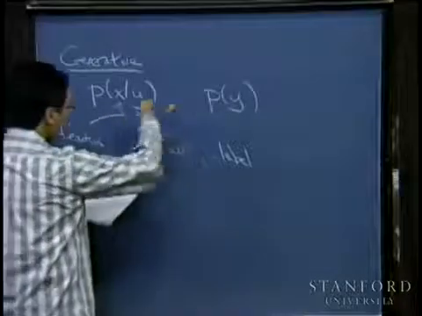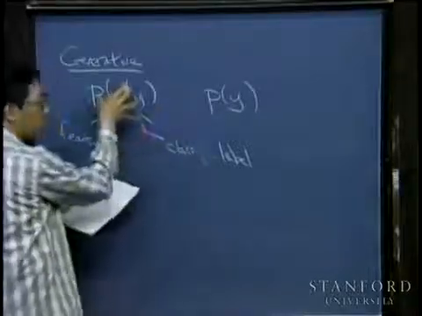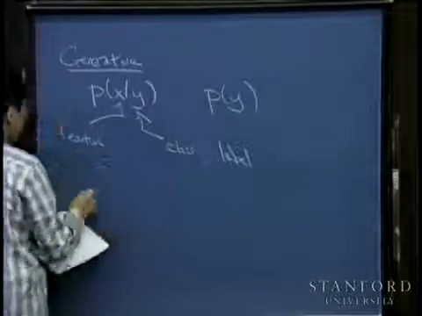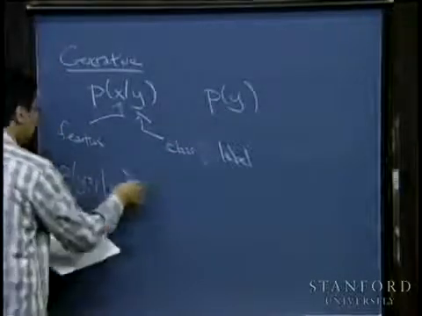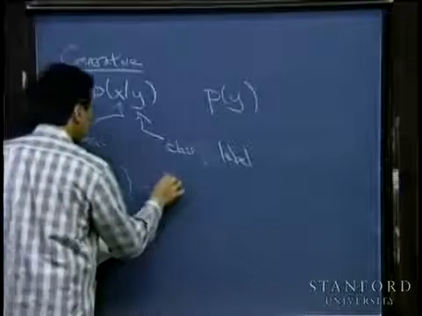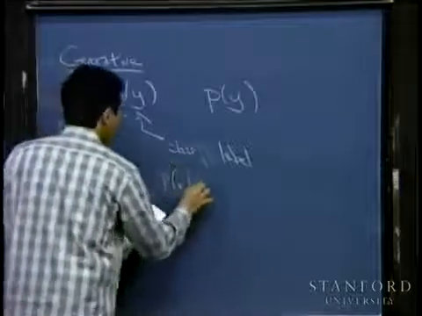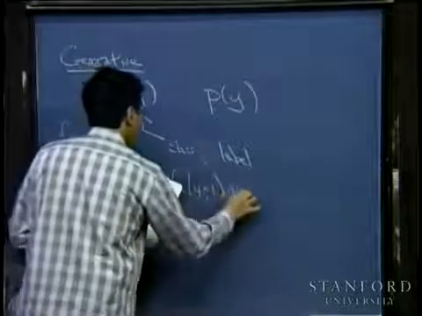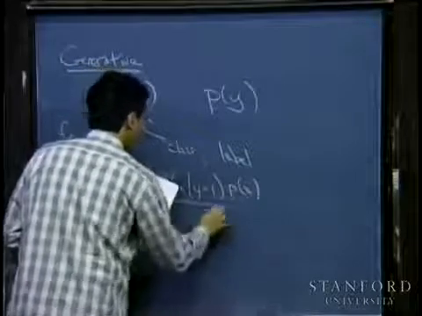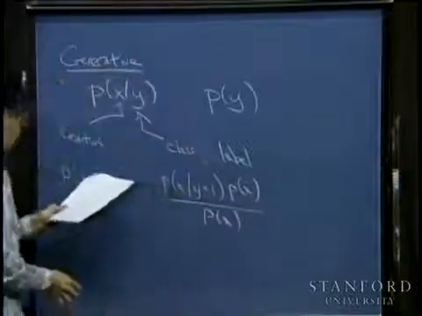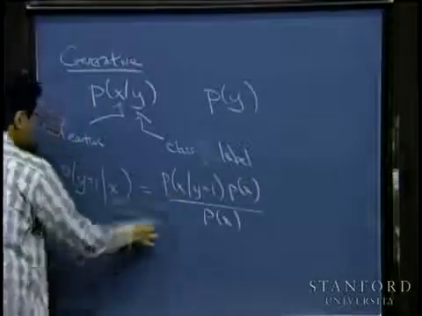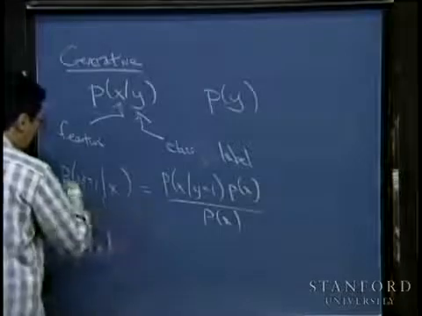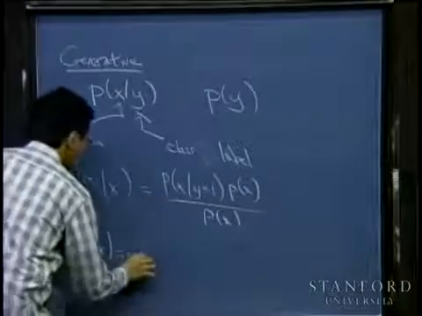Then having built this model, having built a model for P of x given y and P of y, then by Bayes' rule, you can compute P of y equals 1 given x. This is just P of x given y equals 1 times P of y equals 1, divided by P of x. And if necessary, you can calculate the denominator using this.